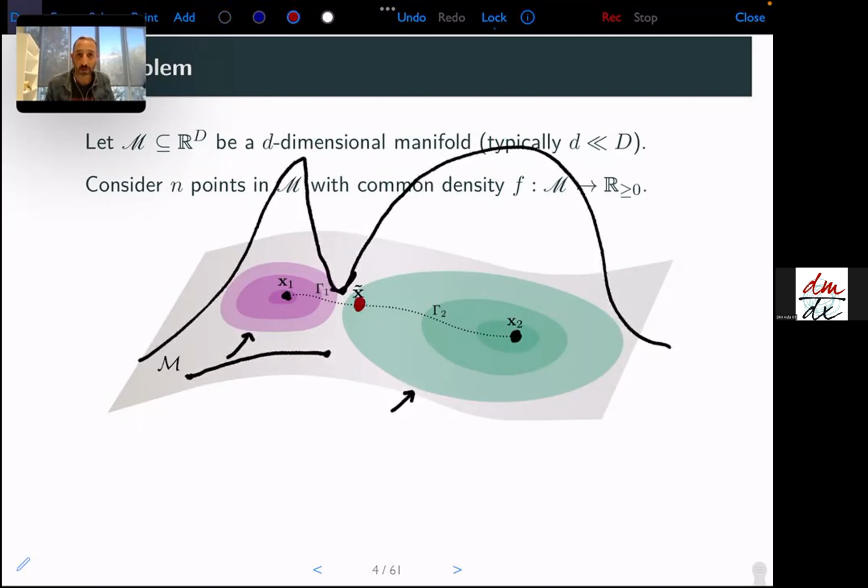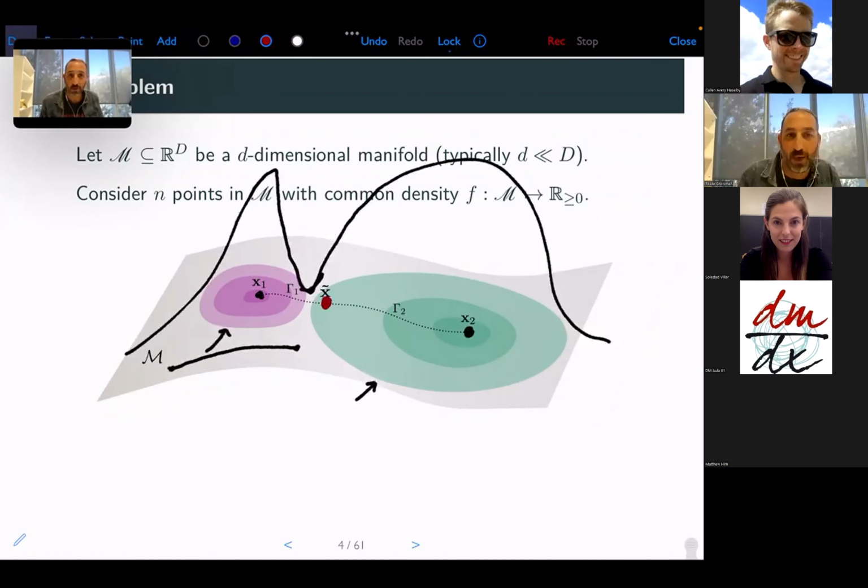Somehow we would like, suppose that we want to do some clustering, we would like to group x tilde with x2 rather than with x1. And so we would like some kind of distance such that x tilde is closer to x2 than to x1. So that's what we are looking for.